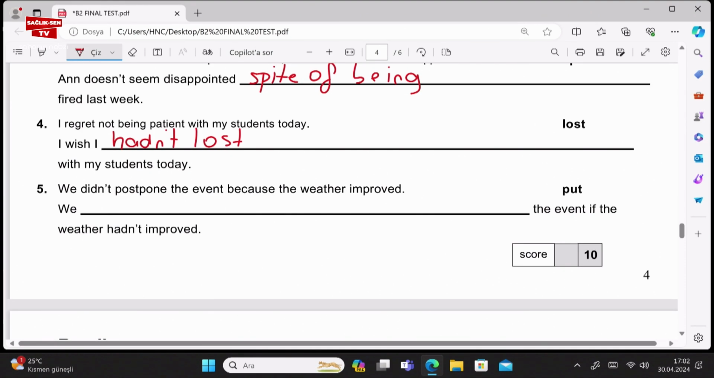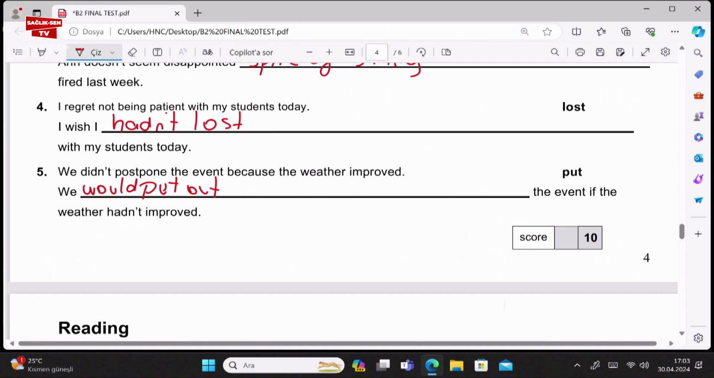We didn't postpone the event because the weather improved. We would put off the event if the weather hadn't improved.